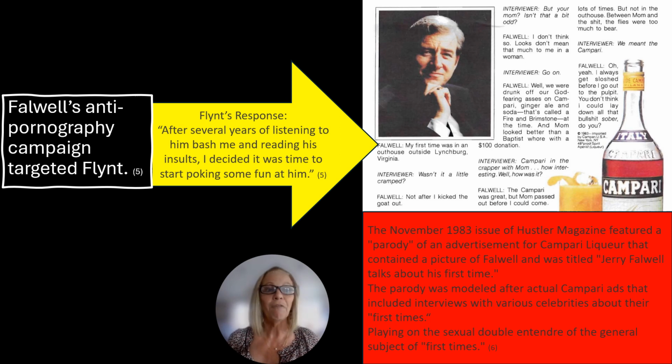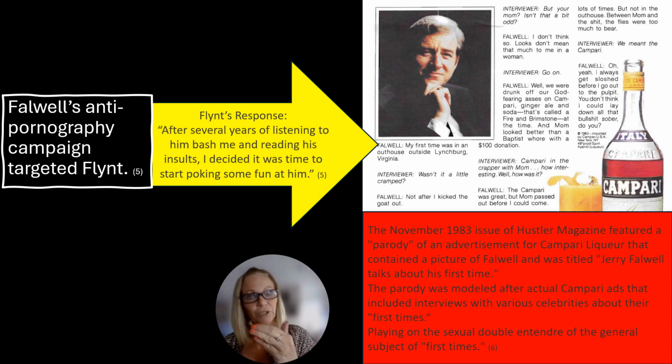For example, Falwell's anti-pornography campaign targeted Flynt. Very short. It's a complete sentence, but very short to let you know. Those are my words that I got the information from footnote 5, okay? Then, as Flynt's response, I put his quote. After several years of listening to him bash me and reading his insults, I decided it was time to start poking some fun at him.